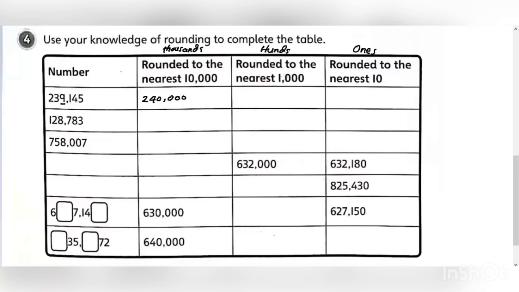Okay, the next one. Round to the nearest 1,000. We see the 100. The 100 is 1. So we need to round it to 239,000. And then round to the nearest 10. The 10 here is 5, right? 5 is equal to 5, so we round it up. The answer is 239,150. The next one is also the same as previously.